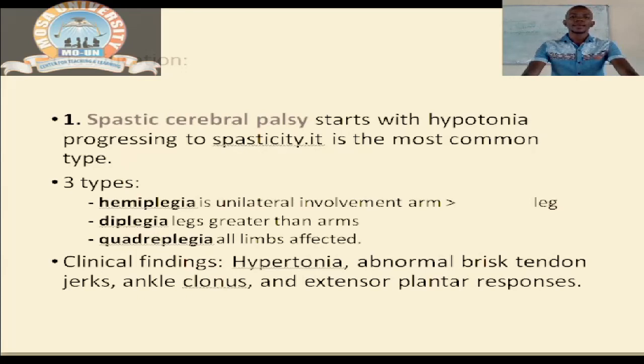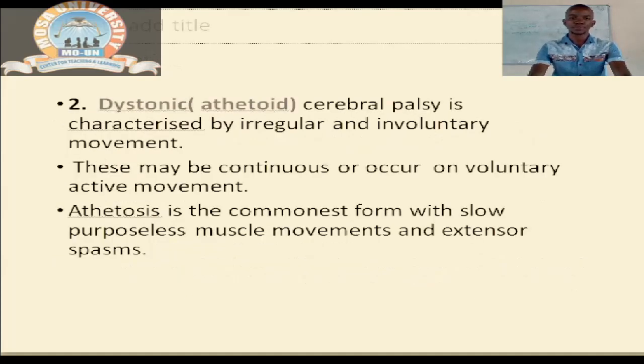So now, despite having different types of spastic cerebral palsy, we are still going to look at the general clinical features that we have under spastic cerebral palsy. So here we have hypertonia, abnormal brisk tendon jerks, ankle clonus, and extensor plantar responses. Okay, so that is on spastic cerebral palsy.